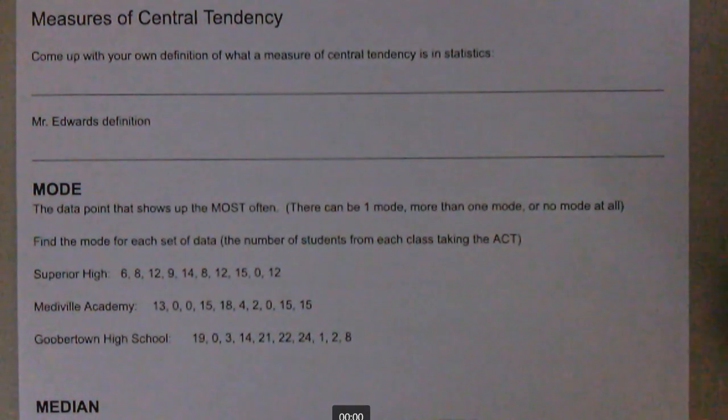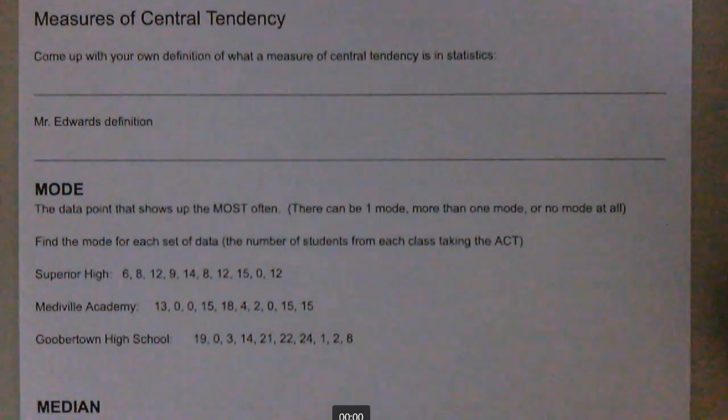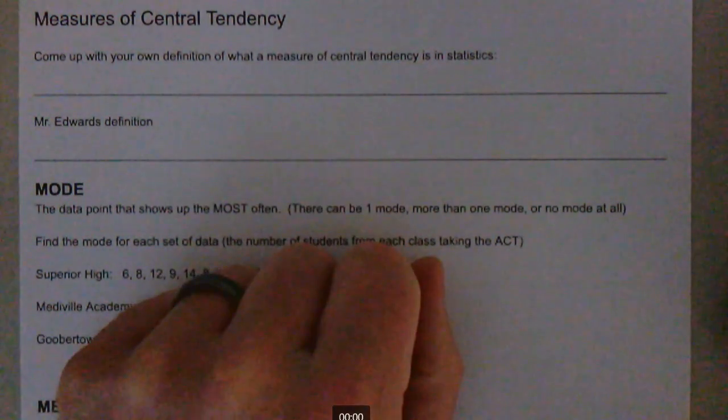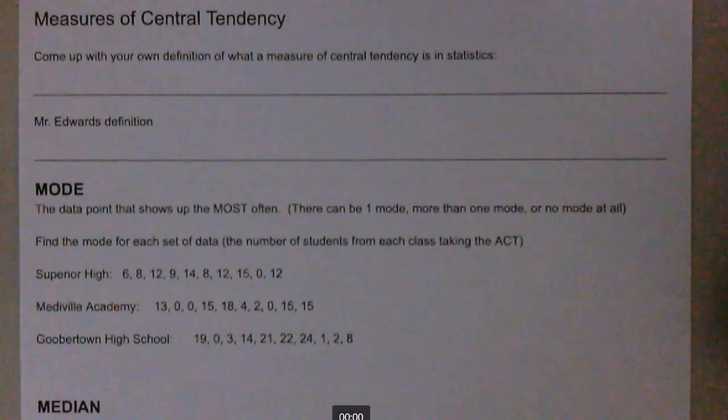In the very first one, I already want you hitting pause for a second. It says to come up with your own definition for what a measure of central tendency is in statistics. I don't necessarily need you to get on the internet, but I want you to break down the words, a measure of central tendency, and tell me what you think they mean. So hit pause, come back. Okay, we're back. I hope you did it.